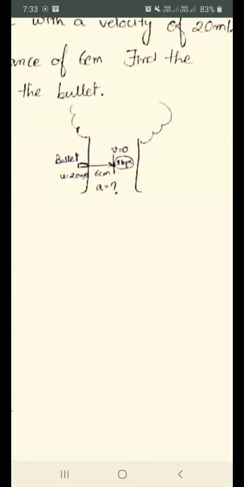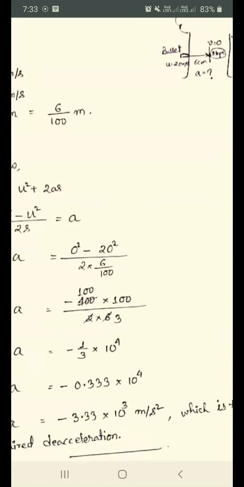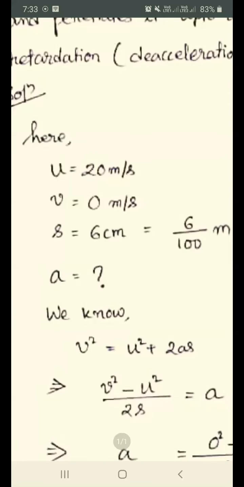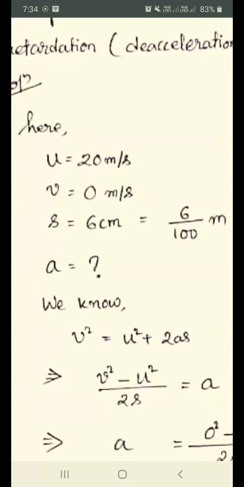So let us come to the third equation of motion: v square equal to u square plus 2as. Here v is given, u is given, and s is also given, and we are to find a. So the third equation can be used for this problem. The initial velocity is 20 meter per second, final velocity is 0 meter per second, and distance is 6 by 100 meter. We have to find the acceleration.